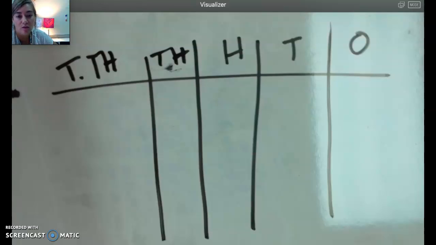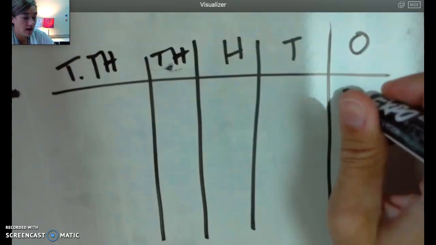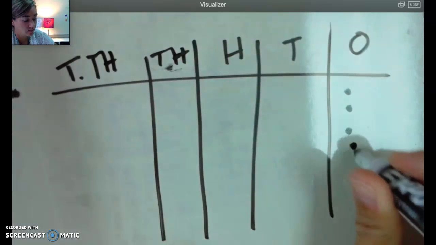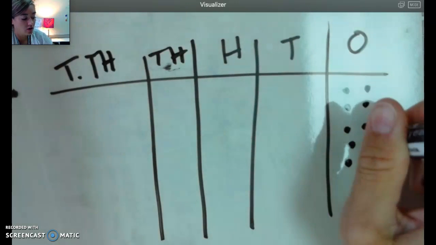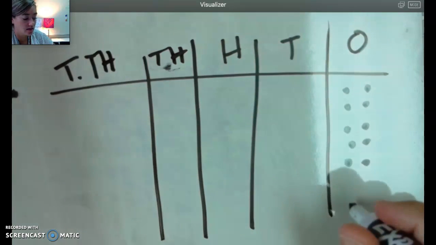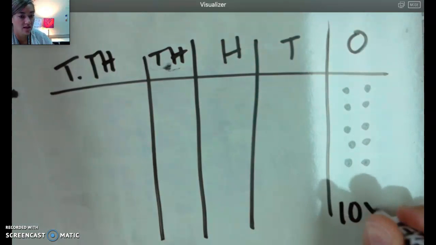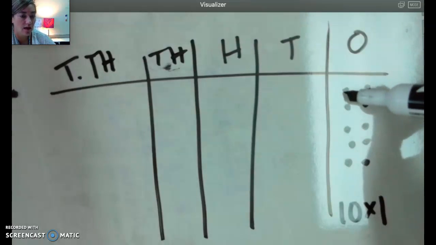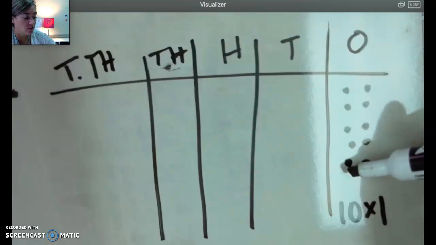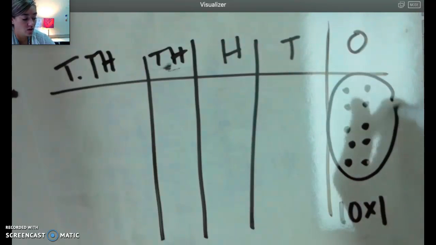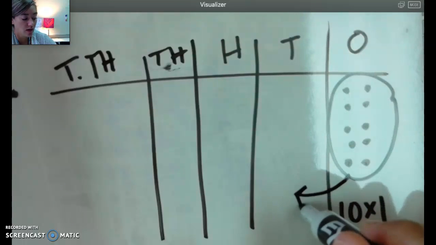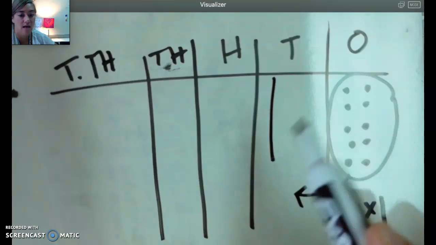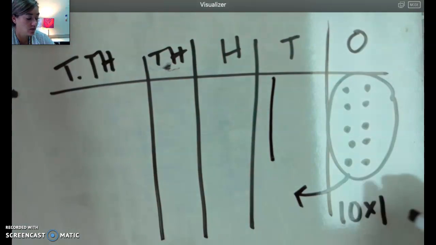So yesterday you were working on multiplying by 10 on a place value chart. For example, if you had 10 ones, you can take those 10 ones, which is the same as 10 times 1, because each unit is 1, and you have 10 of them. If you take those 10 times 1 and move it over to the tens place, you now have 10. So 10 times 1 equals 10.